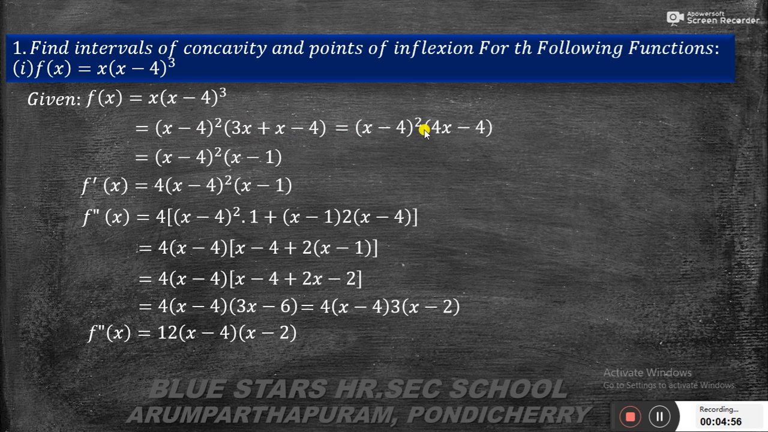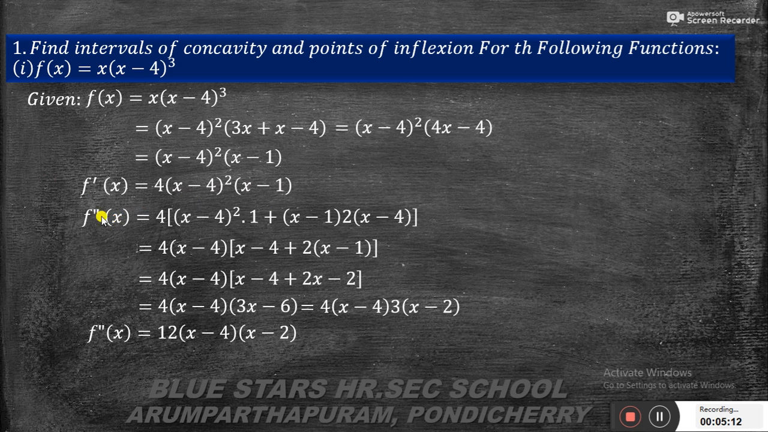So that means (x − 4)², 3x plus x is 4x minus 4. In the next step, (x − 4)² into 4 is the common factor, so 4 into (x − 1). So f′(x) equals 4 into (x − 4)² (x − 1). This is f′(x).